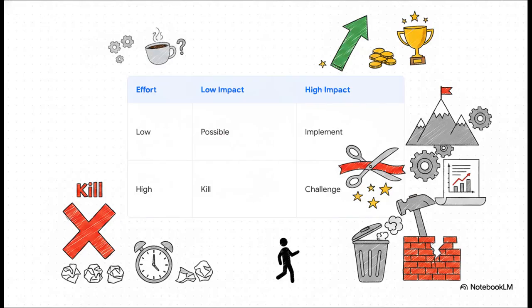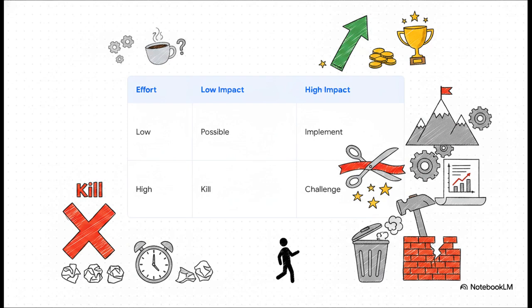This is where the acronym comes into play. If an idea is low effort but also low payoff, that falls into P for possible. Minor things to keep in mind, but definitely not a priority. Now, low effort, high payoff, that's I for implement. These are your quick wins, the absolute low-hanging fruit. You want to do these immediately.